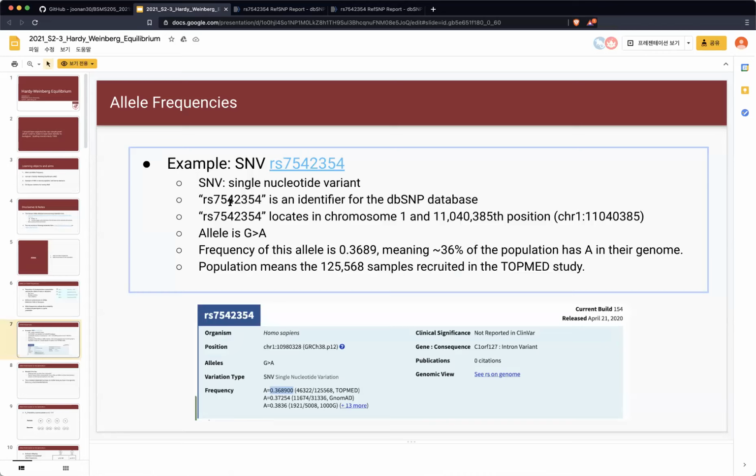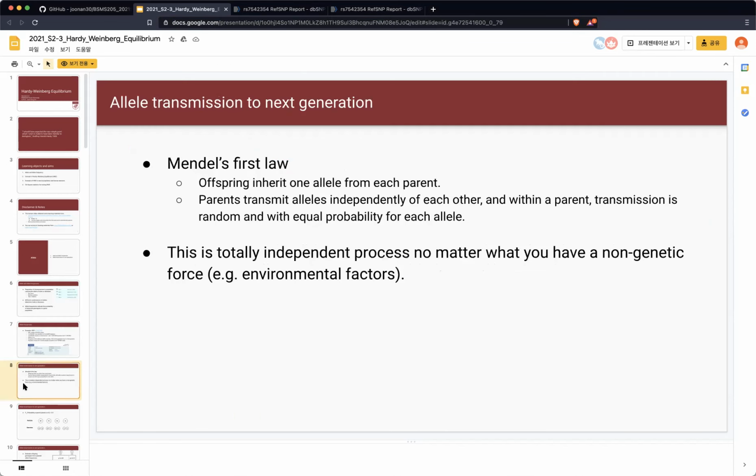Okay, so this is the ID number, and this is the position, allele, and the frequency. And the population means the TOPMed study and how many people were sampled from there. But what I explained is, I think, actually wrong.